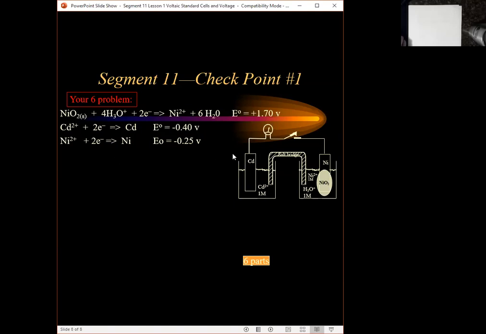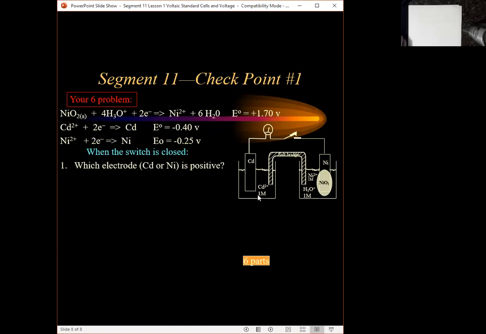Cadmium is going to be reduced in this electrode from cadmium to cadmium 2 plus as a reduction potential. Its voltage is minus 0.40 volts. And the nickel that's in this one can also react right there by being reduced, and that occurs at minus 0.25 volts. So when that switch is closed up there, what's going to happen? Which electrode, cadmium or nickel, will be the positive electrode?